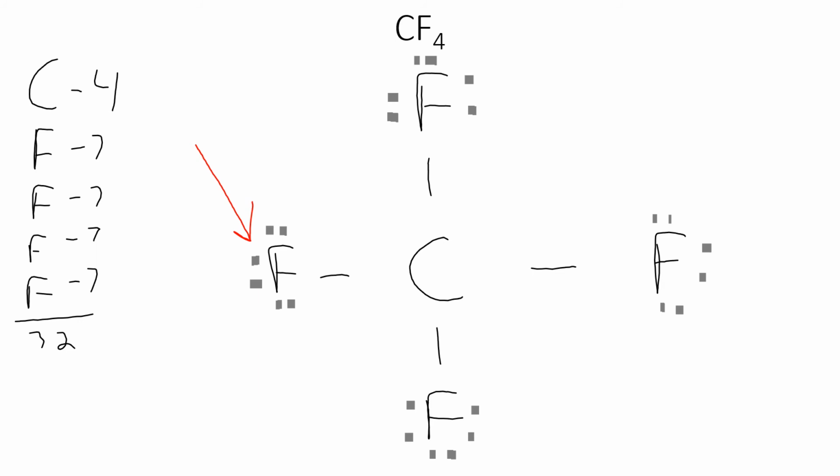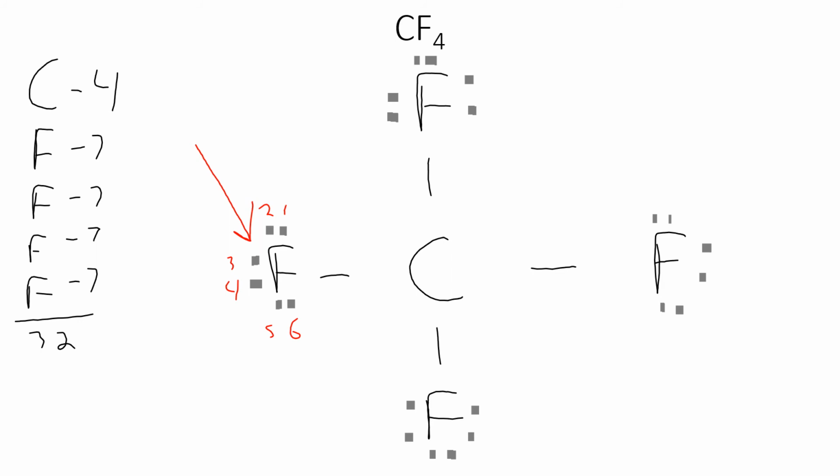Well, the lone pairs are easy. We're definitely going to assign the fluorine all of its lone pairs. Formal electrons are what I'm counting up. 1, 2, 3, 4, 5, 6. All of those definitely formally get assigned to that fluorine.